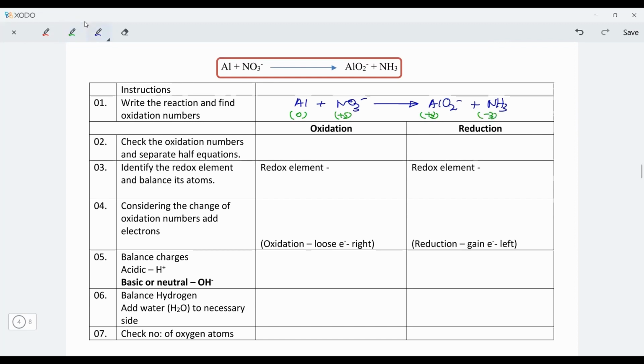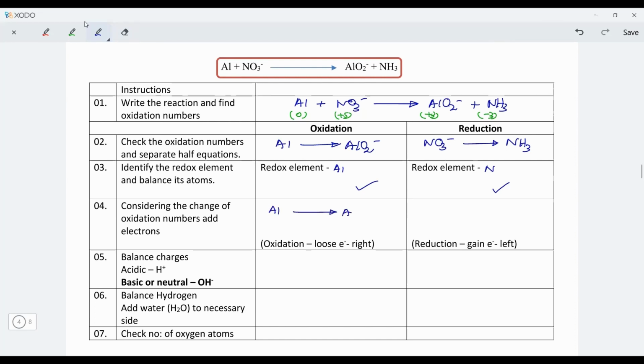Now, oxidation is aluminium goes to AlO2 minus. See that redox element is aluminium. Reduction is NO3 minus decreasing its oxidation number into -3 by forming ammonia. Redox element is nitrogen. You can see their atoms are already balanced, so no need to follow the third step. Then let's go and check change of oxidation numbers.